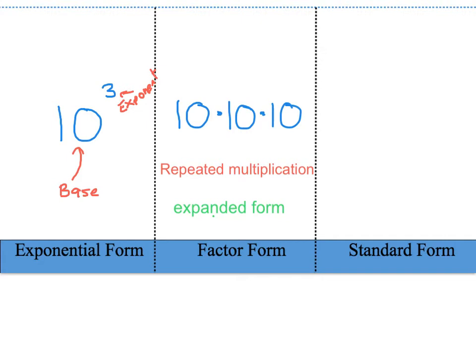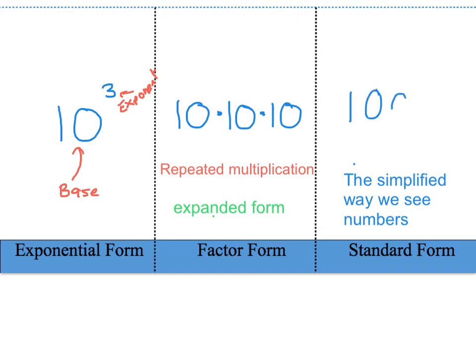The final form is called standard form, and the standard form is the simplified way that we see numbers. So for example, if I multiply 10 times 10 times 10, in standard form, our answer would be 1,000. Notice that exponential form is equal to factor form, which is equal to standard form. All 3 forms are equal, they just look different.